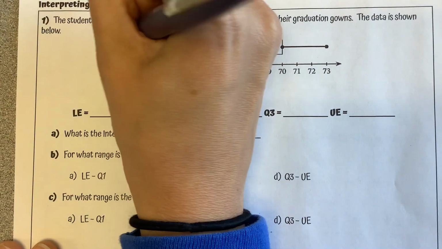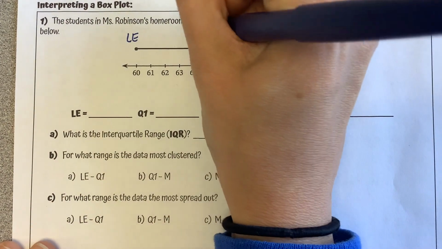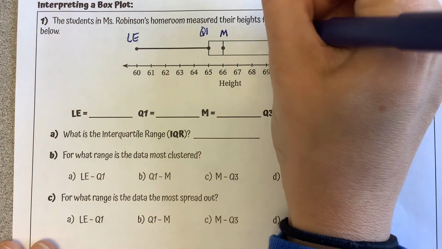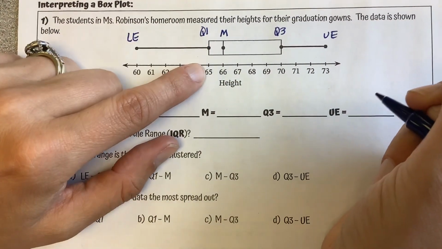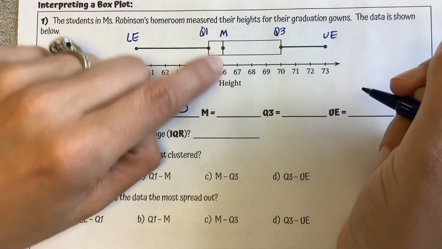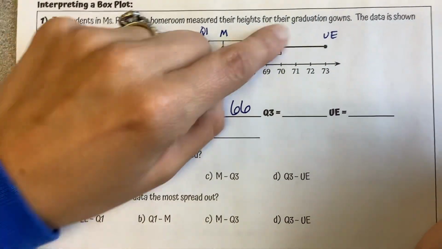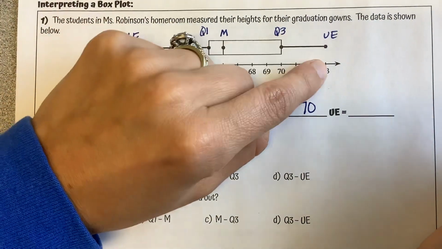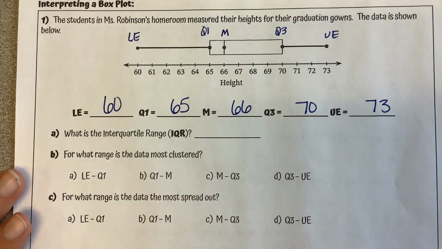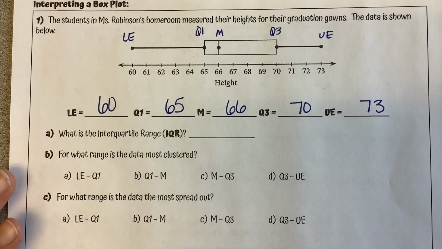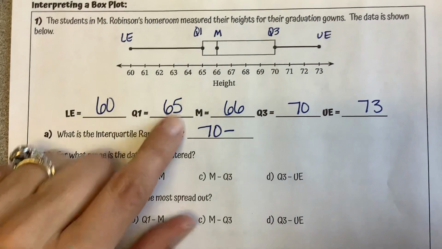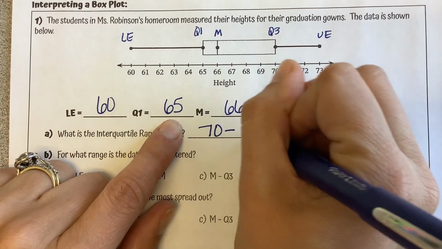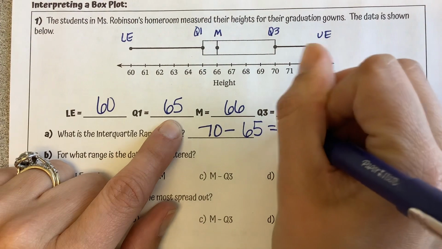I like to write on here, this is my lower extreme, my Q1, my median, my Q3, my upper extreme. So my lower extreme is at 60, my Q1 is at 65, my median is at 66, my Q3 is at 70, my upper extreme is at 73. What is the interquartile range? Well, we are doing our Q3 of 70 minus our Q1 of 65, which gives us 5.